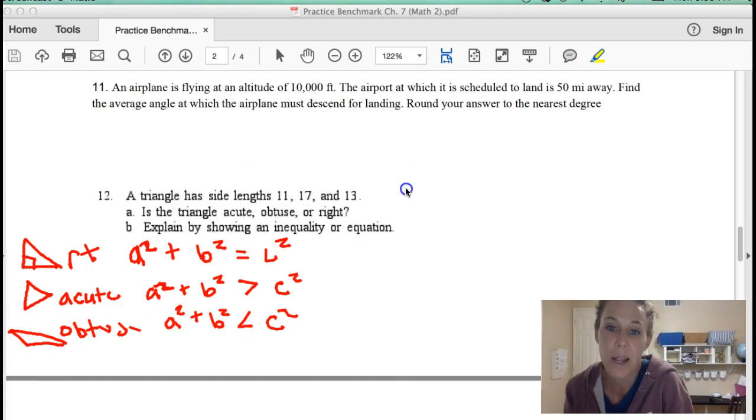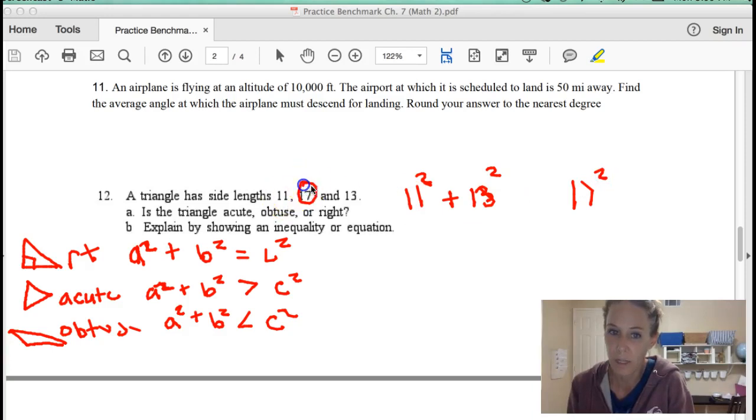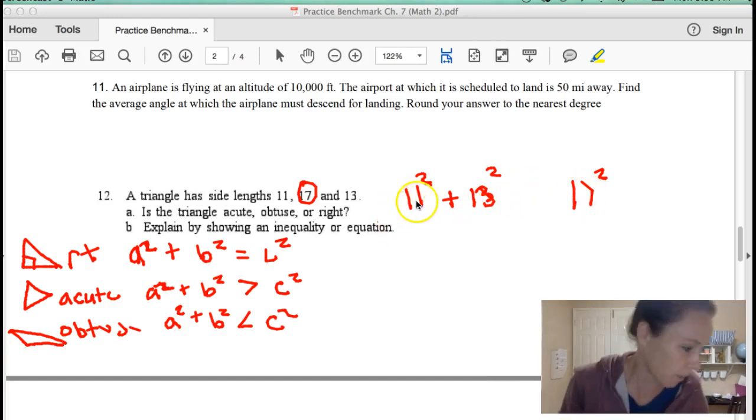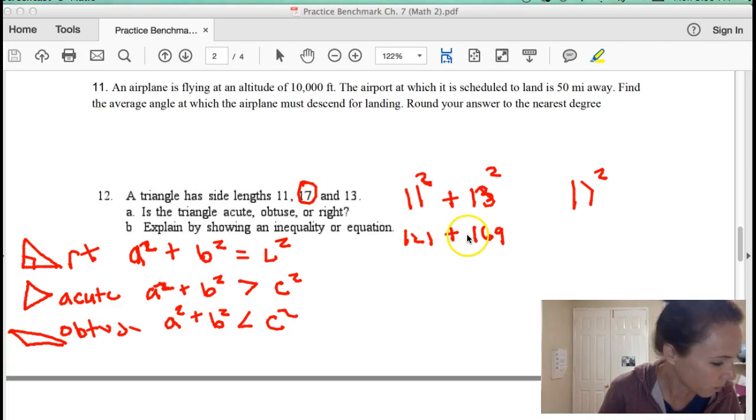So let's check this and see what I have. Let's do 11 squared plus 13 squared. Sorry. 11 squared plus 13 squared. What is that to 17 squared? Okay, 17 is your longest side, so that will be your c. So is 11 squared plus 13 squared equal to 17 squared? Is it greater than or less than? Well, let's check it. I know 11 squared is 121, and I know 13 squared is 169. And let's see, what's 17 squared? 17 squared is 289.